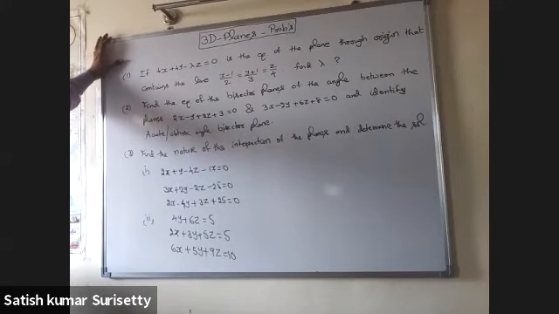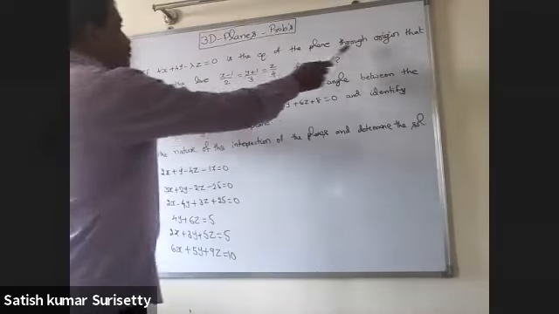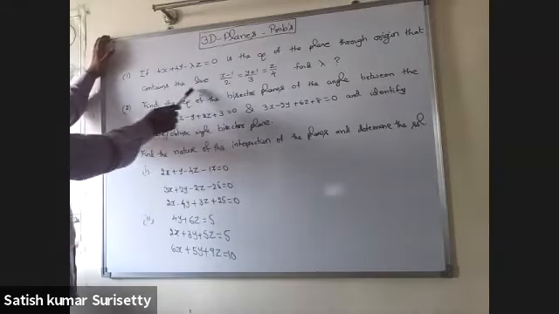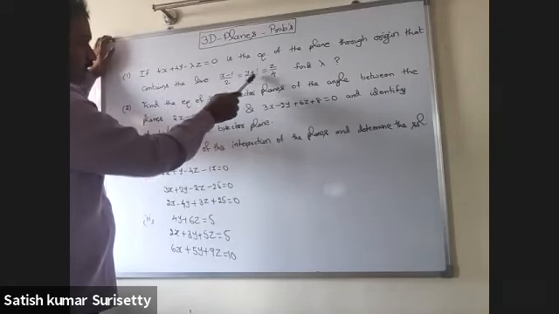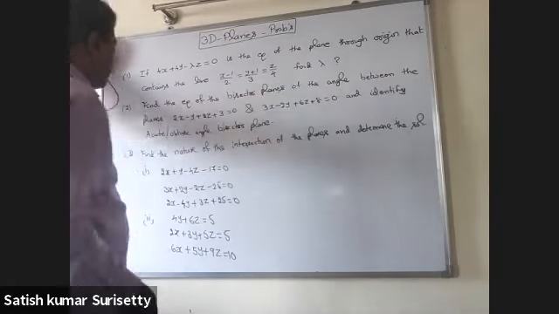First problem: if 4x + 4y − λz = 0 is the equation of the plane passing through the origin that contains the line (x − 1)/2 = (y + 1)/3 = z/4, then find the value of λ.